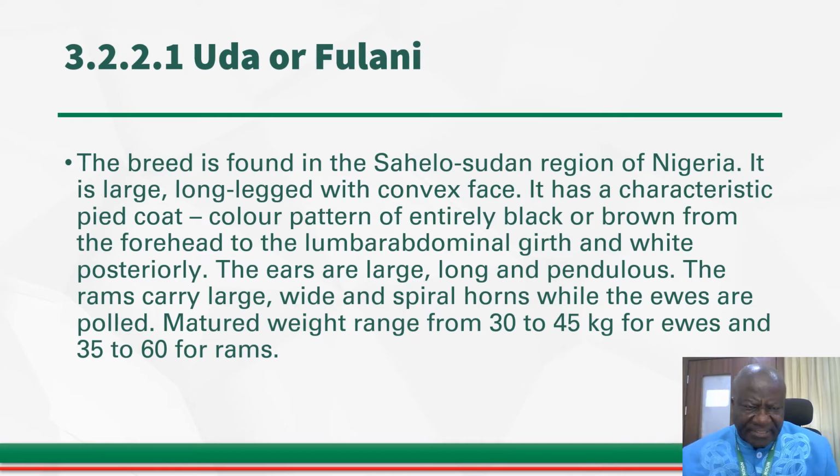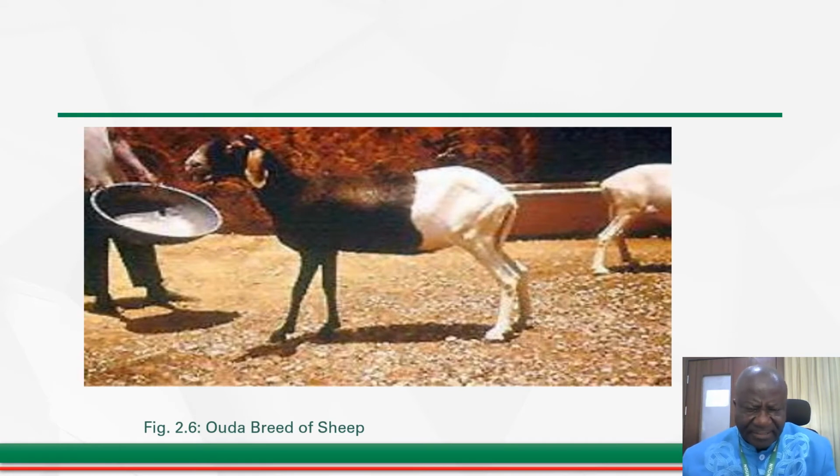Uda or Fulani. This breed is found in the Sahelo-Sudan region of Nigeria. It is large, long-legged with a convex face. It has a characteristic coat color pattern of entirely black or brown from the forehead to the lumbar abdominal girth and white posteriorly. The ears are large, long, and pendulous. The rams carry large, white, and spiral horns, while the ewes are polled. Mature weight ranges from 30 to 45 kg for ewes and 35 to 60 kg for rams. This is a typical example of an Uda. The rear is white and the fore is colored.